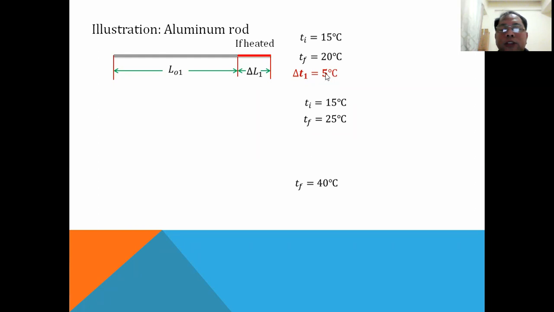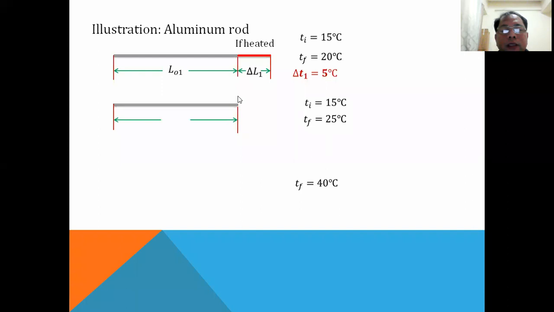So if the temperature increases by 5 degrees Celsius, then this is the amount of increase in the length. But if we double that increase, from 15, let's say we make it 25, do we expect that the change in length will still be the same? So maybe not.